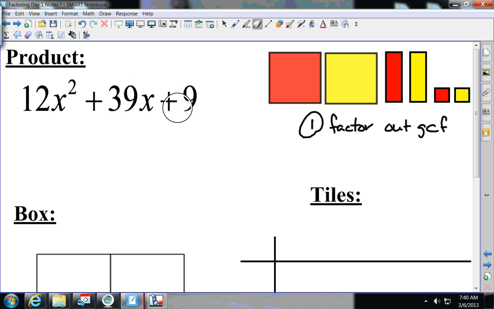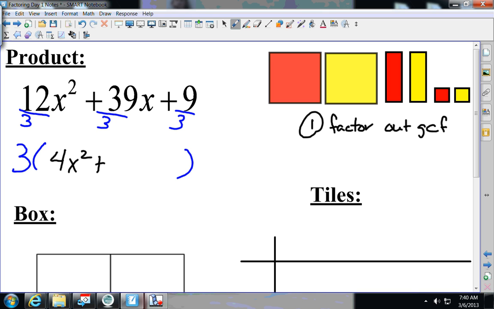What are the other factors of 9? 3 and 3, right? Does 3 go into 39 evenly? Yes, and it goes into 12. So I'm going to pull out a 3. And so I'm going to write what's left. So that means, remember, I'm going to divide everything by 3. 12 divided by 3, 4x squared. 39 divided by 3, 13x. 9 divided by 3, 3.